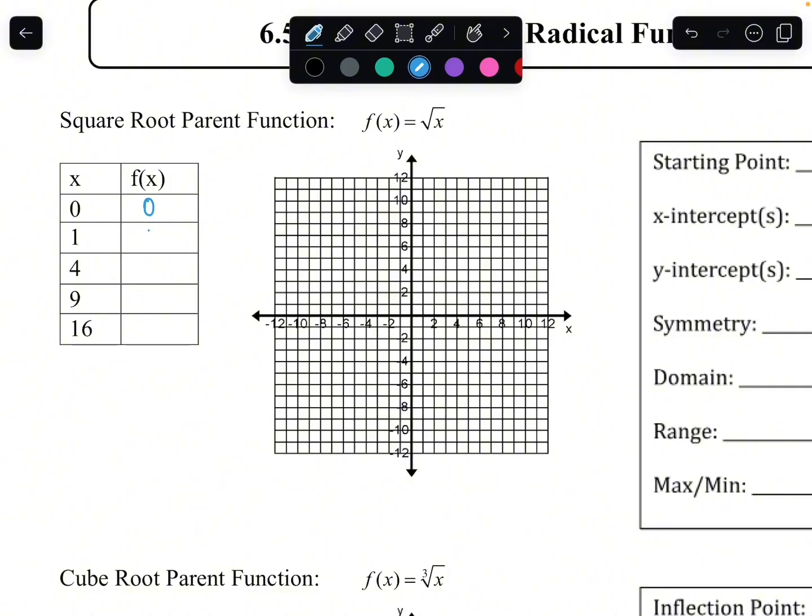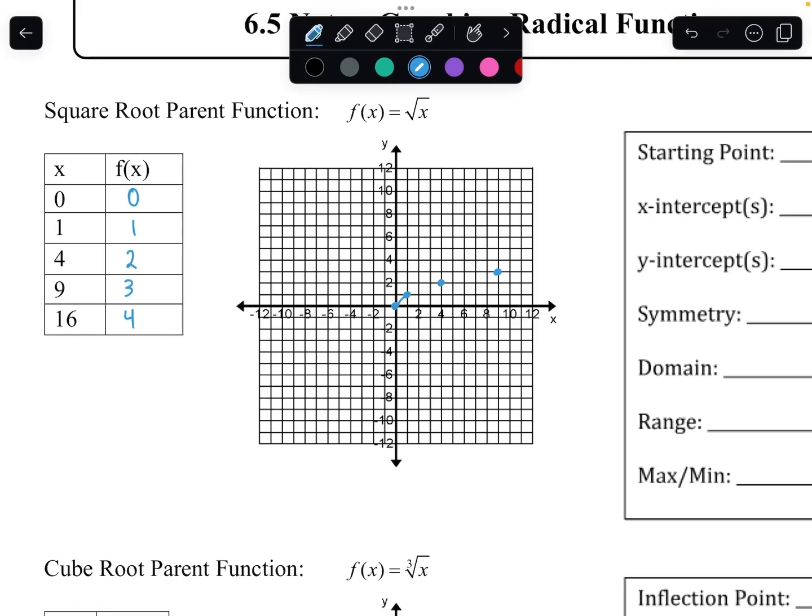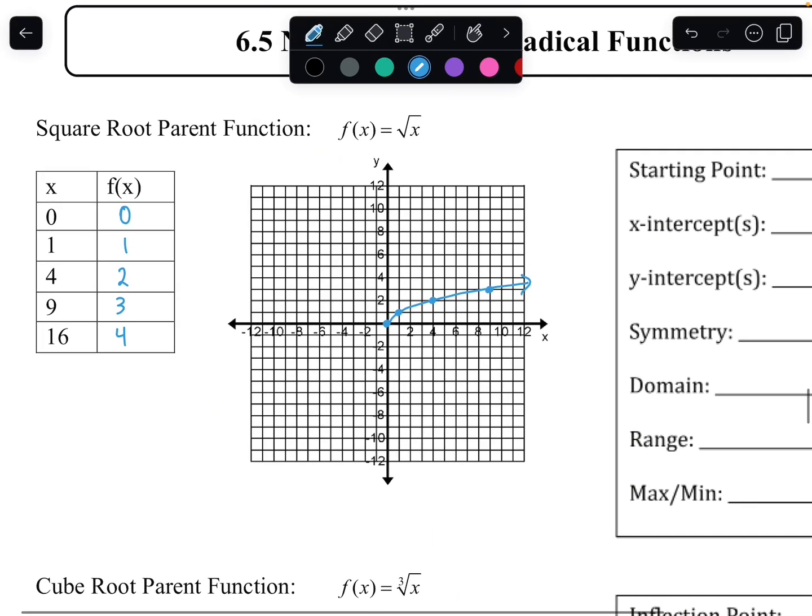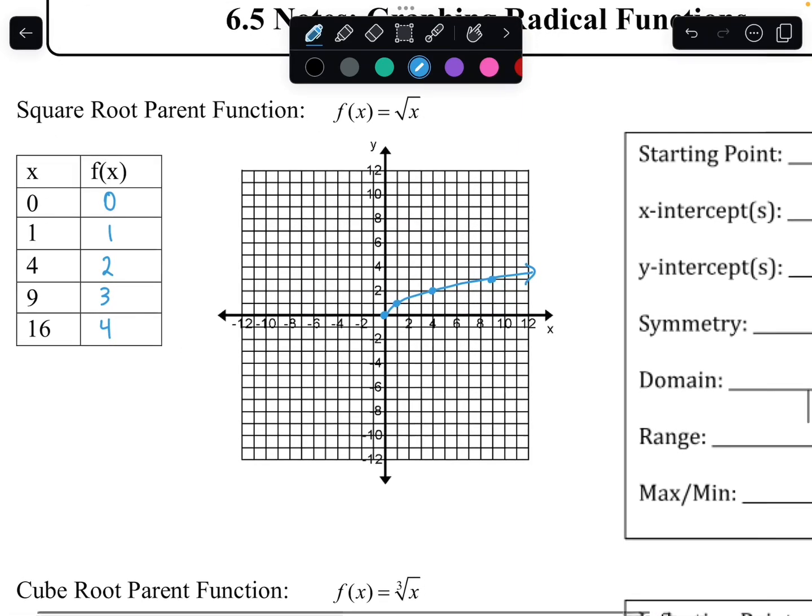And so square root of 0 would give us 0, square root of 1 is 1, square root of 4 is 2, square root of 9 is 3, square root of 16 is 4. And so we have the points (0, 0), (1, 1), and then (4, 2), and then (9, 3), and then (16, 4) doesn't fit on the graph. And so our function looks something like this.